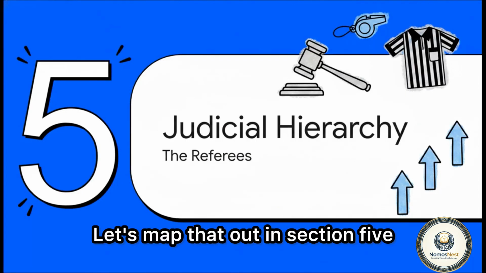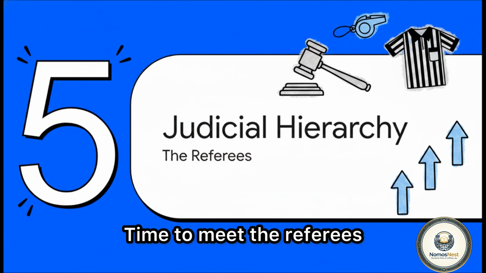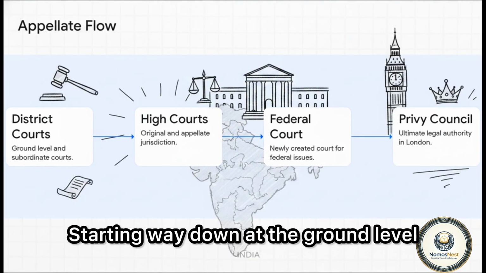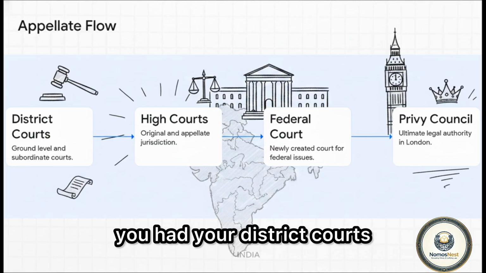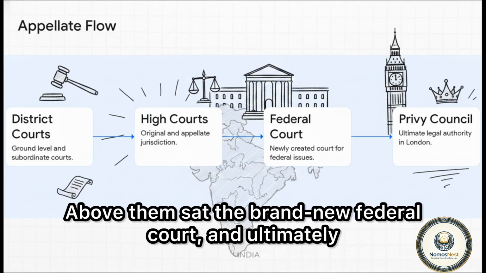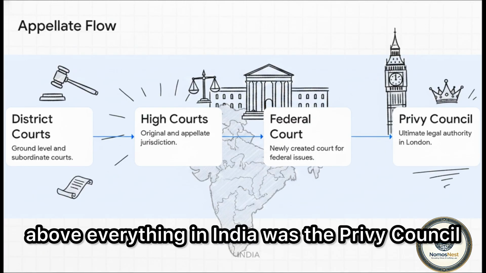Let's map that out in Section 5, the judicial hierarchy. Time to meet the referees. The flow of appeals was meticulously layered. Starting way down at the ground level, you had your district courts and subordinate courts. From there, you could appeal up to regional high courts. Above them sat the brand new federal court. And ultimately, sitting at the absolute top of the pyramid, above everything in India, was the Privy Council.